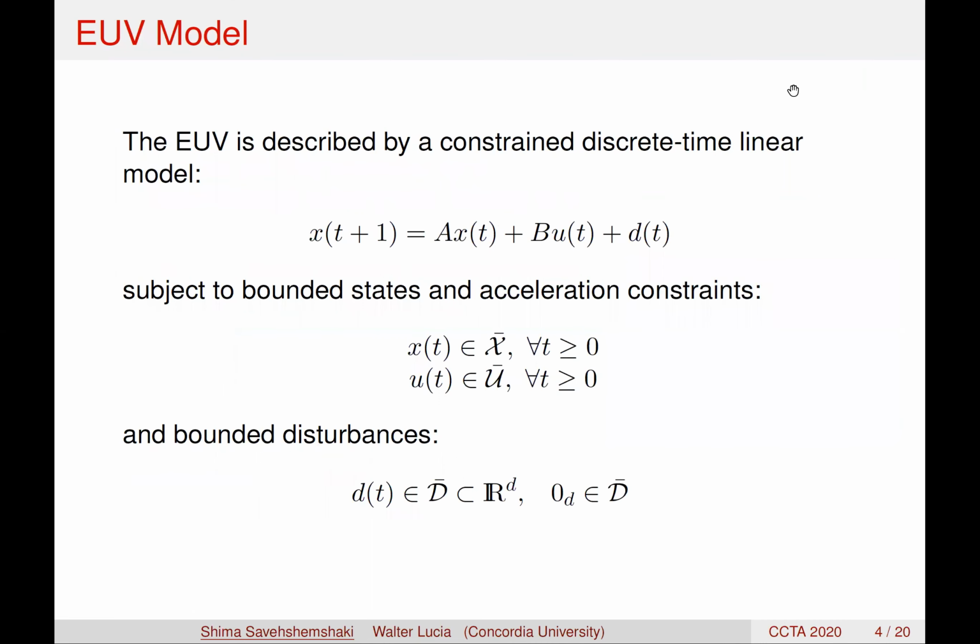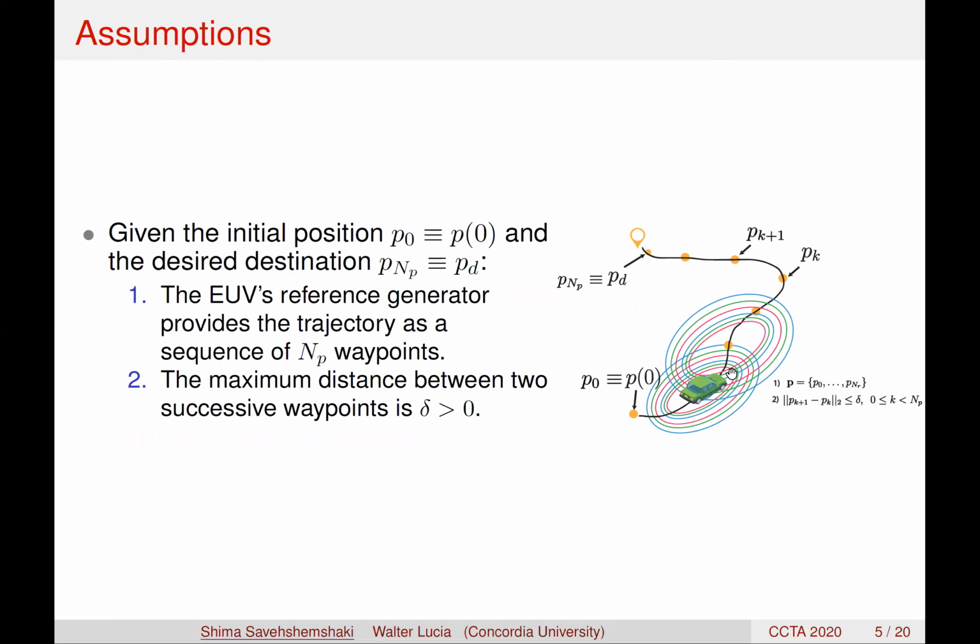Now, to start formulating our problem, we need to know the EUV's model. This class of vehicle is described by a constrained discrete-time linear model. The state space representation is shown here. The EUV is subject to the following bounded states and acceleration constraint, and it is also subject to bounded disturbances. To have a better perspective on our problem, we need to consider some assumptions.